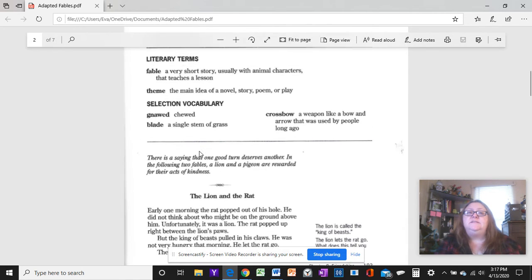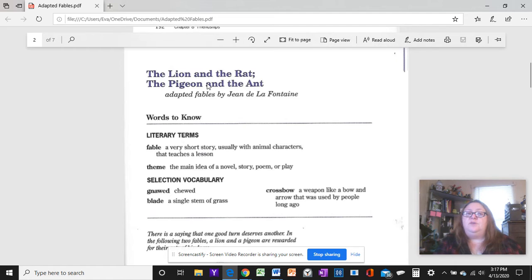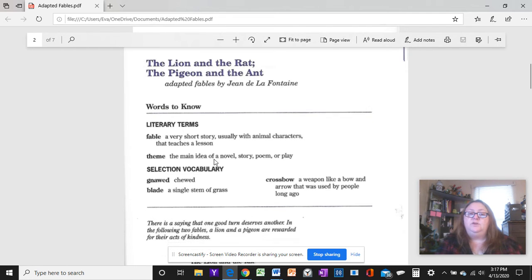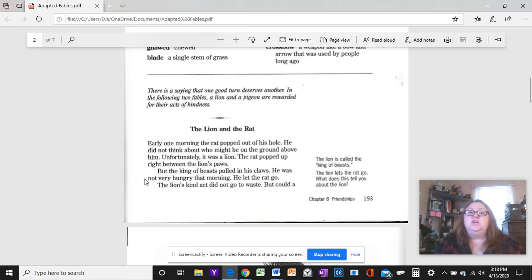If you notice at the top, there are two stories. The first one is The Lion and the Rat. Don't forget, when you're reading your text, eighth graders, go to the side and read your annotations. Those are your notes that will help you, because they have some information. The lion is called the king of beasts. Well, over in the text, it does talk about the king of beasts. Who is that, and why is he called that?